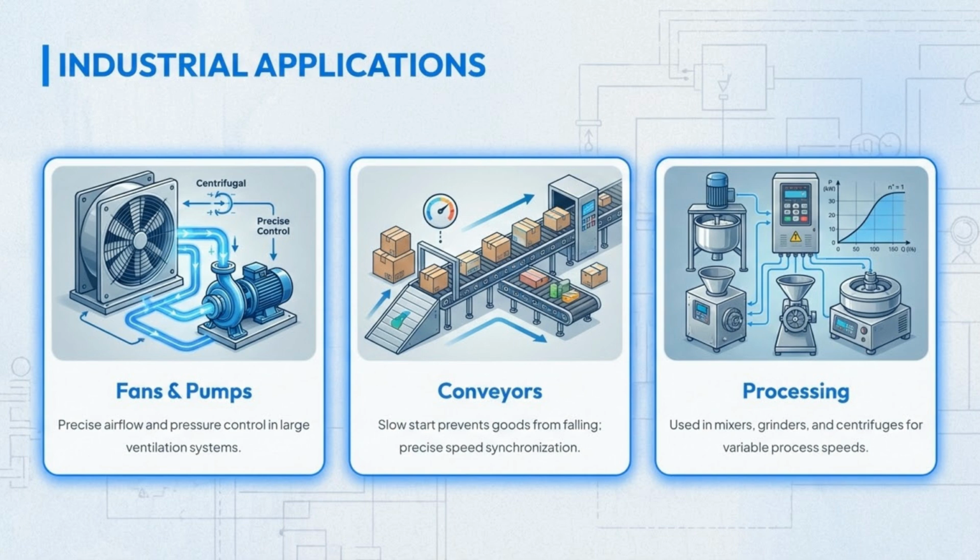In industrial applications, VFDs provide precise control for fans and pumps, enable slow starts on conveyors to prevent goods from falling, and are used in processing equipment like mixers for variable speeds.